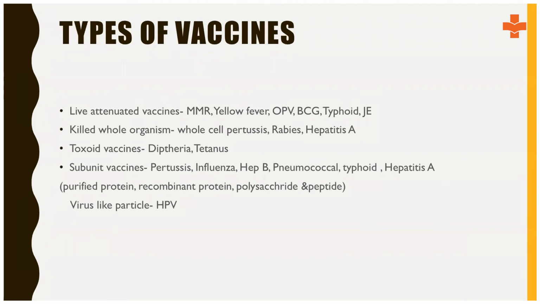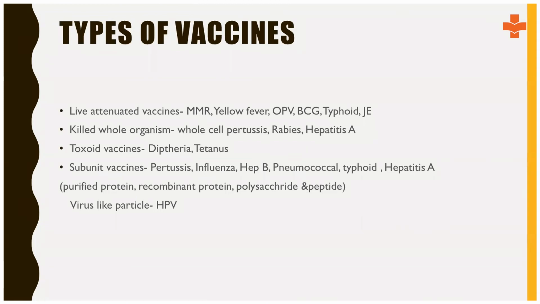So we have live attenuated vaccines, killed whole organism, or from the toxin they make the toxoid vaccines, subunit vaccines, which are in the form of purified protein, recombinant protein, polysaccharide, and peptide from the surface of the bacteria or the viruses. And the final one is virus-like particle. The live attenuated vaccine examples: measles, mumps and rubella, yellow fever, oral polio, BCG, oral typhoid, and Japanese encephalitis. The killed whole organism is whole cell pertussis, that is our DTP vaccine, and rabies and hepatitis A.